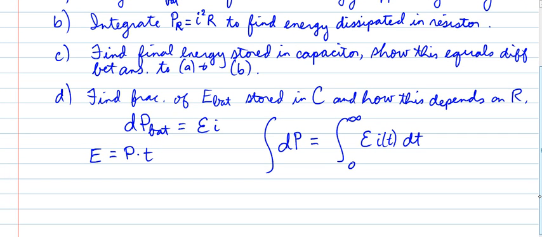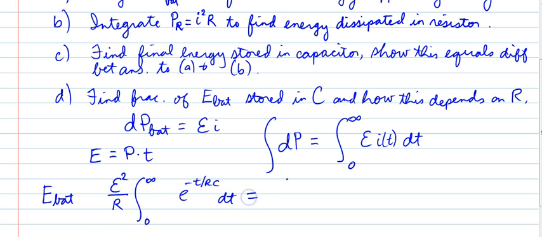So we essentially want to write it like this: we want the integral from 0 to infinity, and that E can come out, and I of t is going to be E over R, e to the negative t over RC dt. Let's write this as E squared over R, and we'll evaluate that. So this is the energy supplied by the battery.